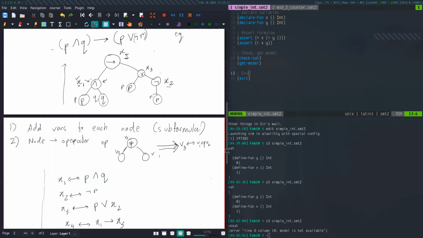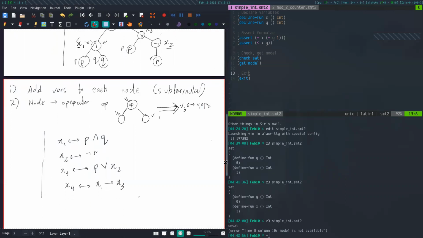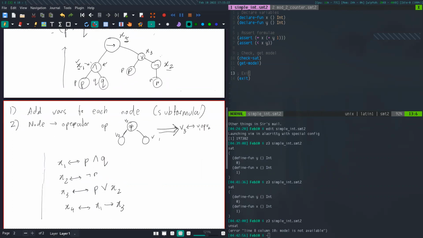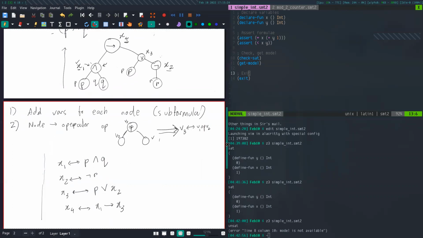Yeah, this is like that abstract syntax tree or something like that. Yeah, it's kind of like an instantiation of an AST in some sense.